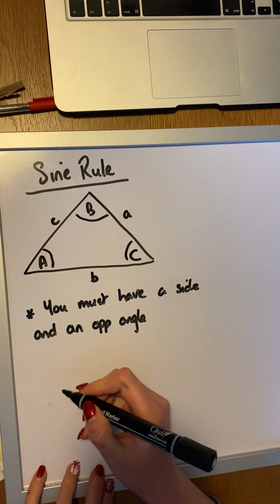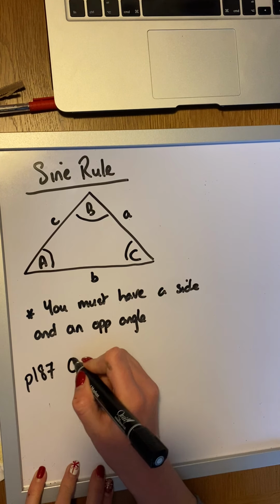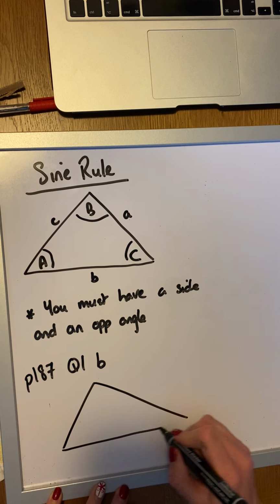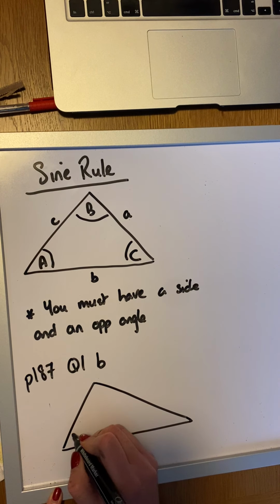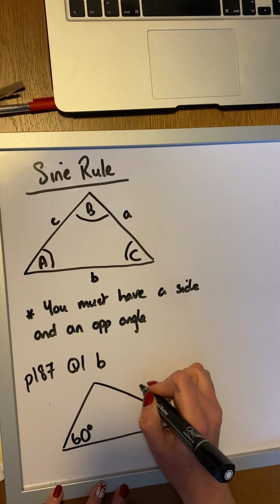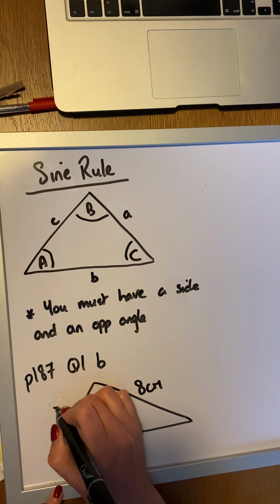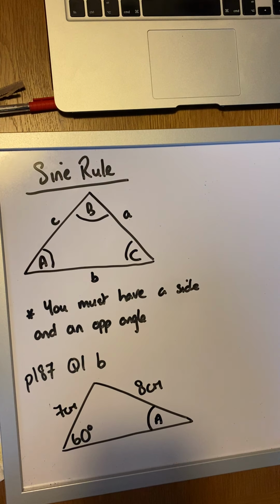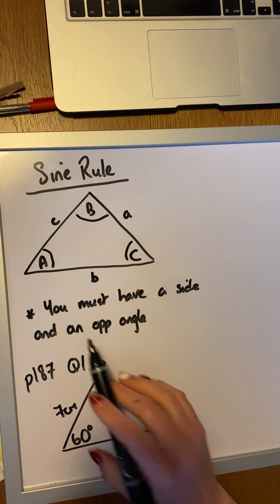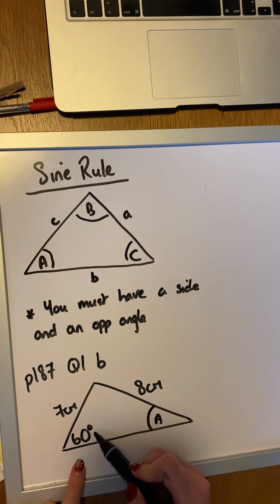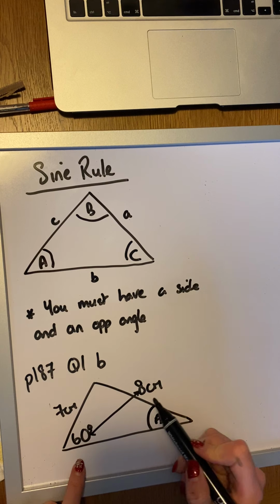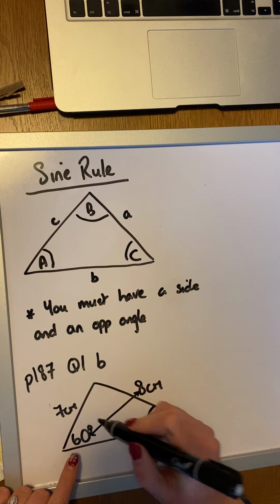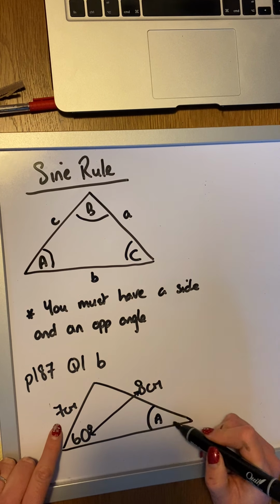So if we look at this, this is a question from page 187, and it's question 1 part B. So looking at the triangle that I have here, we have an oblique triangle. We have an angle of 60 degrees here. We have 8 centimeters. We have 7 centimeters, and we are missing angle A here. So in order to check, can we use the sine rule? We must have a side and an opposite angle. In this case, you need to be able to draw a line from the side to the angle and have both pieces of information. In this case, we do. So therefore, we can use that ratio to find our missing angle.